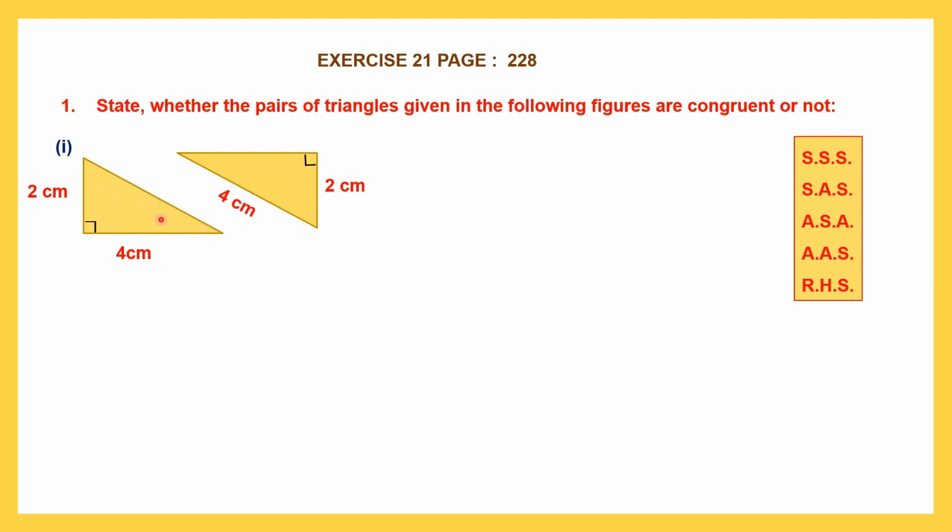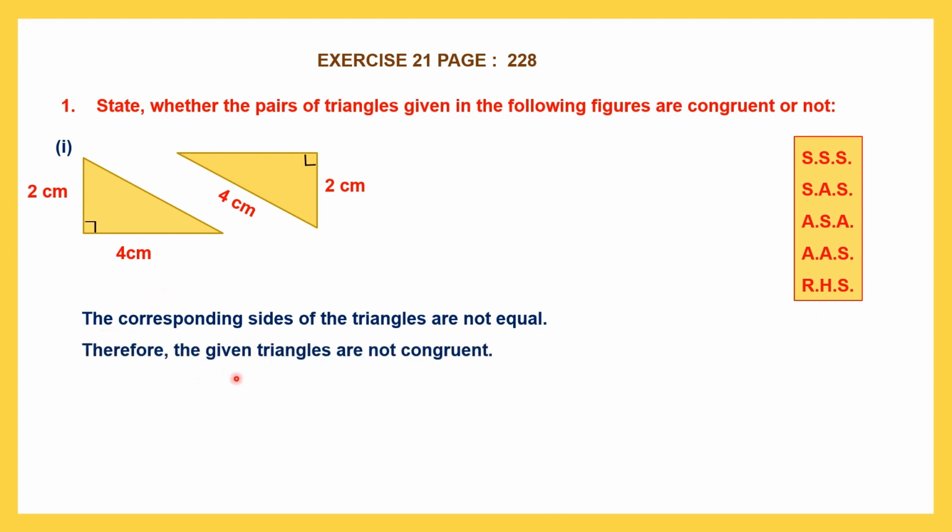What is the measurement of this side? It's not given to us. Whereas for the other one, the hypotenuse is given as 4 centimeters. So for one right angle triangle, the hypotenuse measurement is given, and for the other we don't know the measurement. So we cannot apply this condition. The corresponding sides are not equal, so we cannot apply RHS. So the given triangles are not congruent.